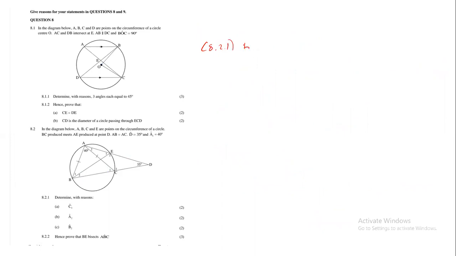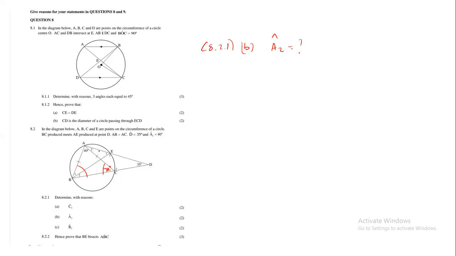8.2.1b, whereby they want us to determine the magnitude of angle A2. Now remember, we have determined that angle C1 is 70 degrees, right? That means the whole big angle will also be equal to 70 degrees. Do not forget that. So they want us to determine the magnitude of angle A2.